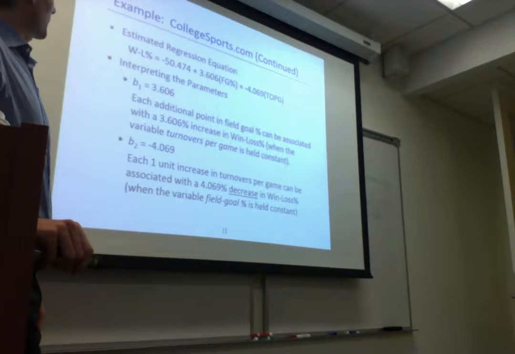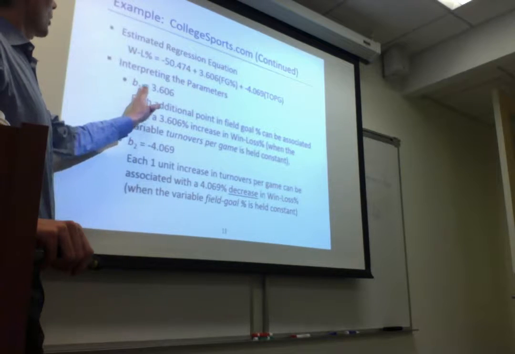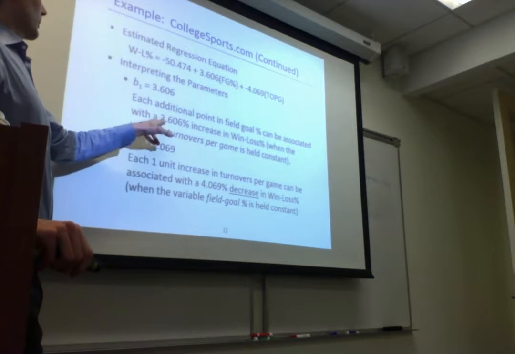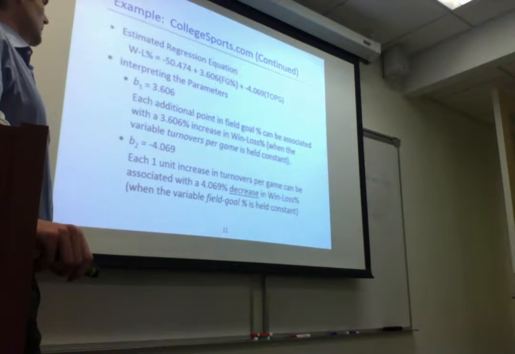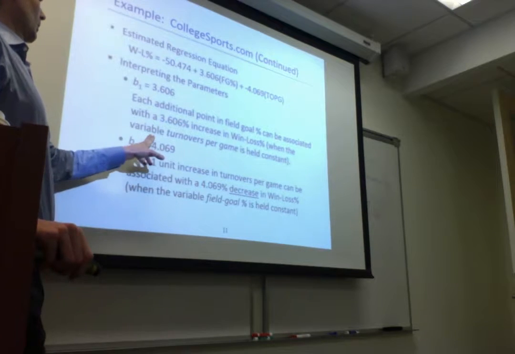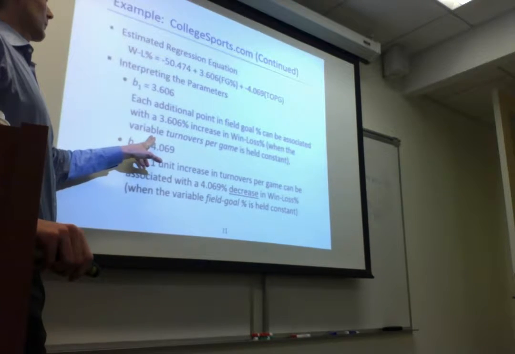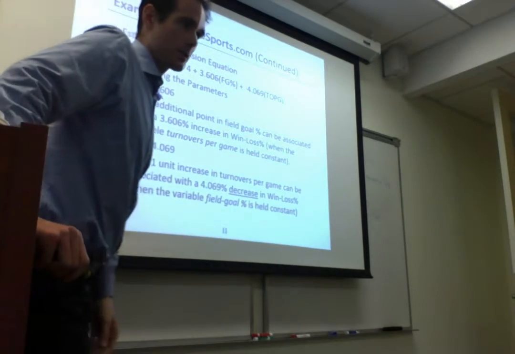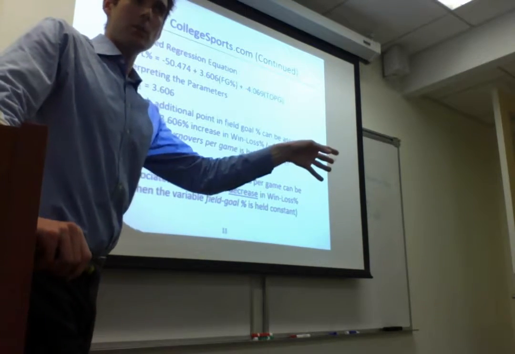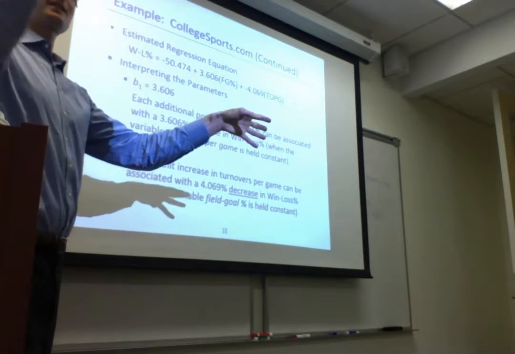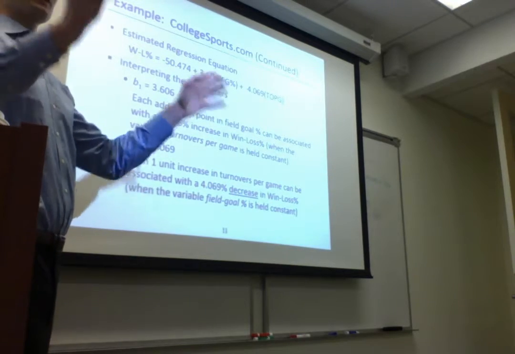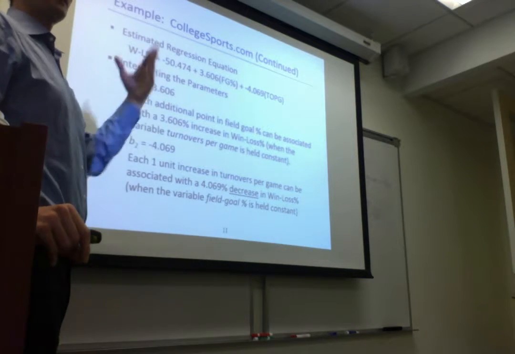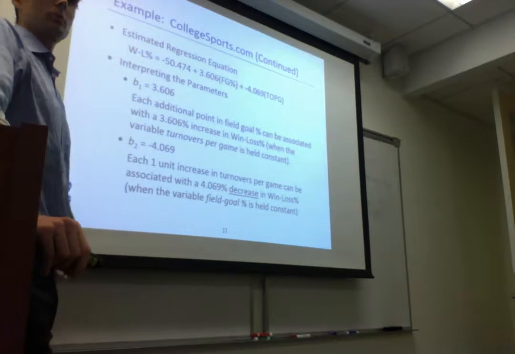All right, interpreting the parameters. This slope of 3.6: each additional point in field goal percentage can be associated with a 3.6% increase in win-loss, turnovers held constant. So for every increase in field goal percentage, if Team A shoots 62% and Team B shoots 63%, based just on that, I would expect Team B to have an additional 3.6% win-loss rate.